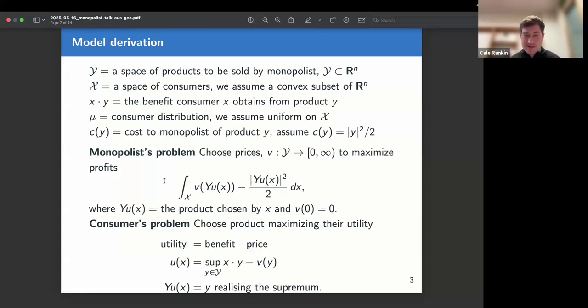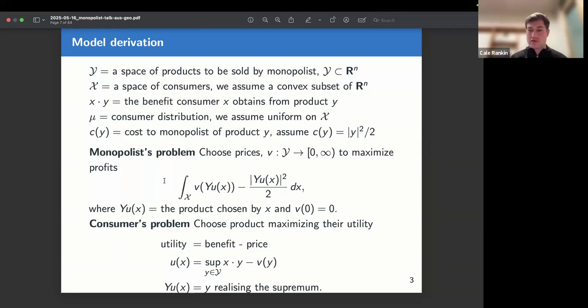I.e., consumer x is going to choose the product y realizing the supremum of x dot y minus v of y. And as notation, I'm using y_u of x for the y realizing the supremum. So I want to maximize that integral above, but I have to do it subject to the consumer getting to choose their product. Now, for anyone with a bit of a background in convex analysis, this u of x defined as sup of x dot y minus v of y, it's a Legendre transform. It's going to be a convex function. That's where convexity is entering from.